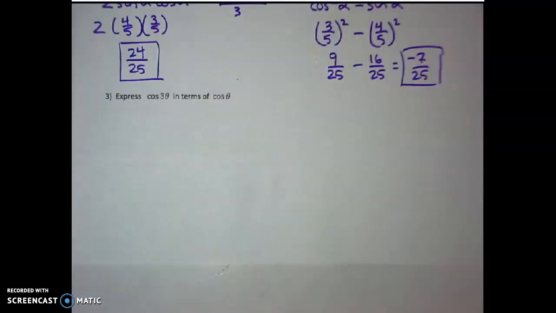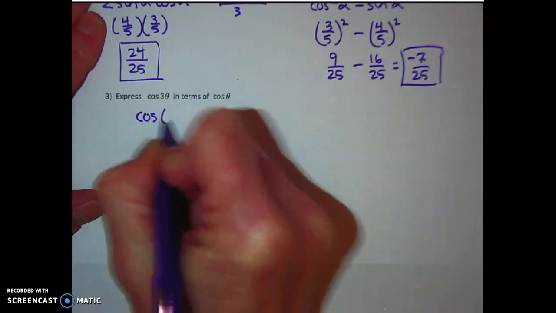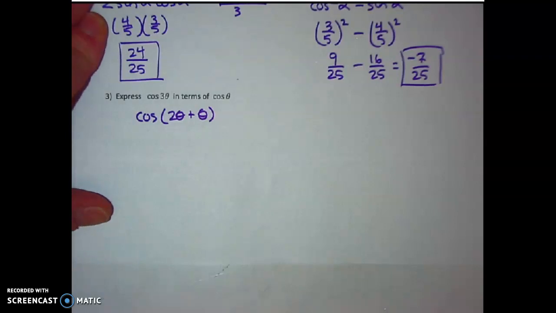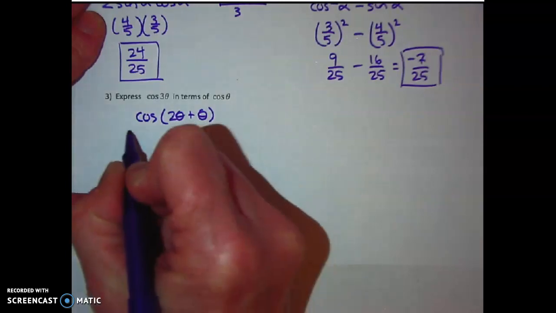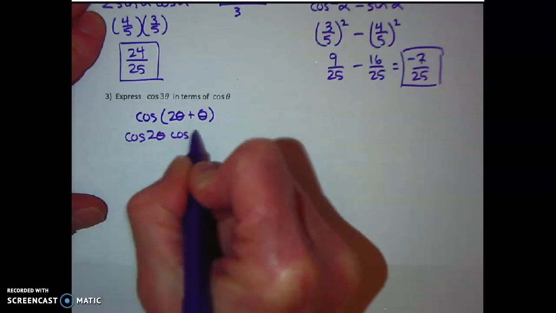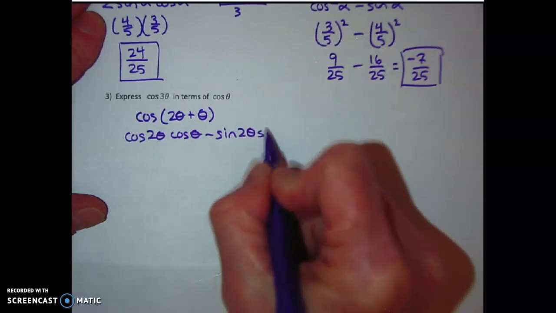Number 3: express cosine of 3 theta in terms of the cosine of theta. So they basically want us to just break apart that 3 theta. Unfortunately, we can't just write this as the cosine of theta plus the cosine of theta plus the cosine of theta. But we can get creative and write this as the cosine of 2 theta plus theta. So first of all, again, we're going to use the sum formula that we learned the other day, which tells us we can write this as the cosine of 2 theta cosine theta minus sine 2 theta sine of theta.